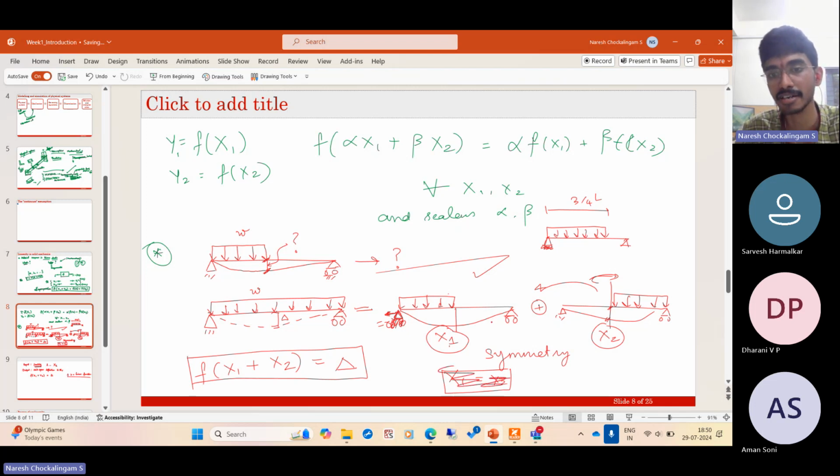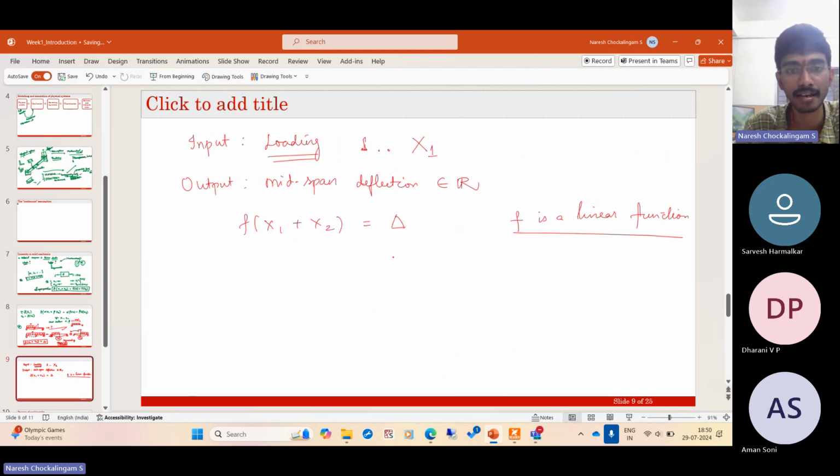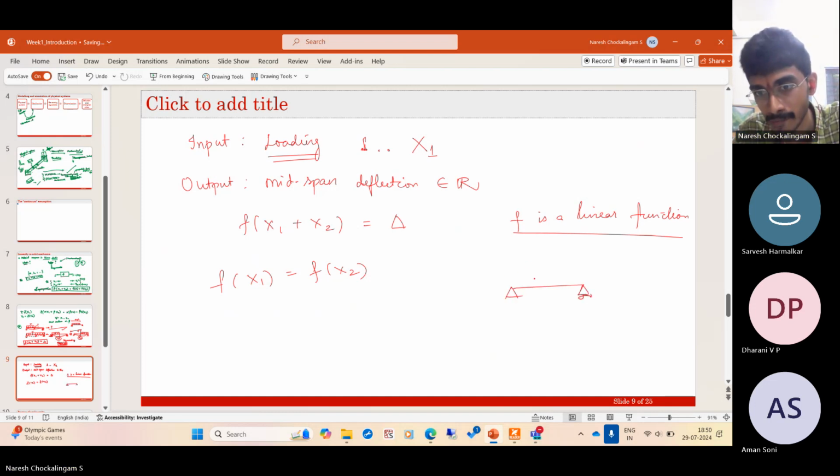Sorry, x1 is not equal to x2. x1 and x2 are two different situations. But since the structure is symmetric, f of x1 is actually equal to f of x2. But that cannot be said about any other point. So I should be very careful. You have symmetry. You have one half of the span loaded here.